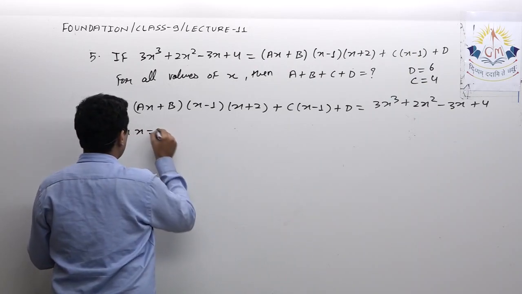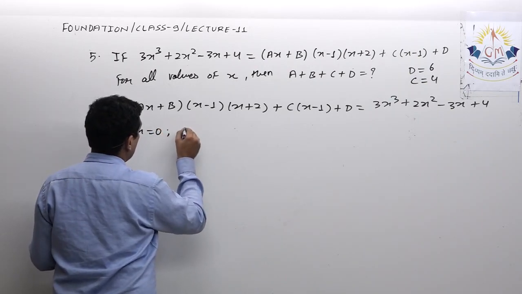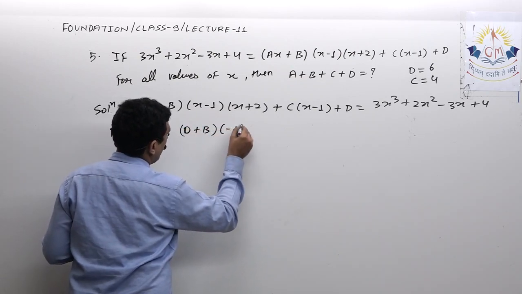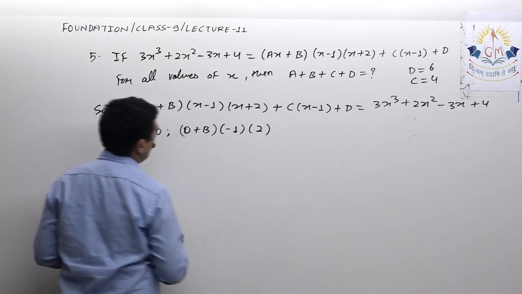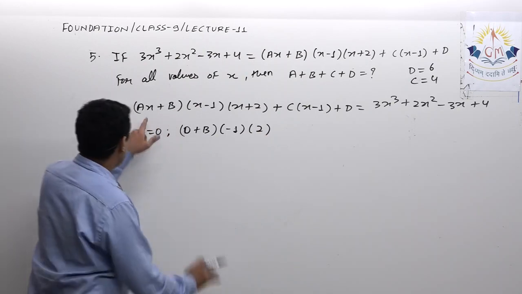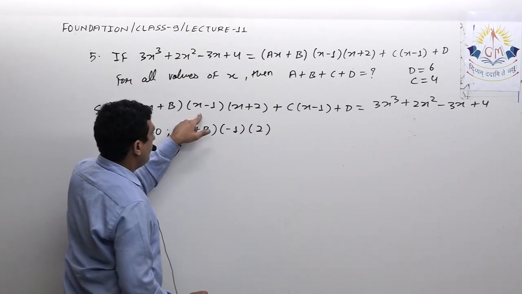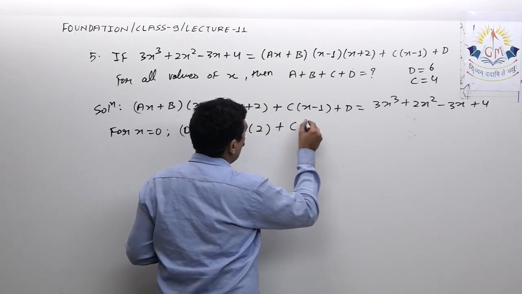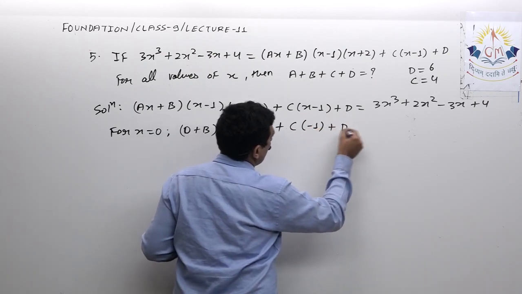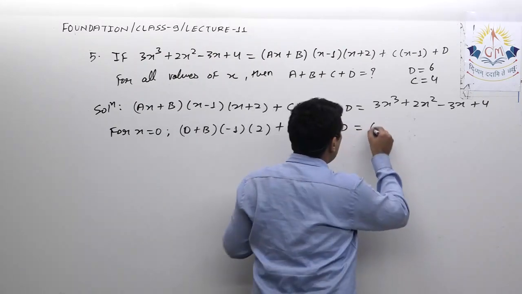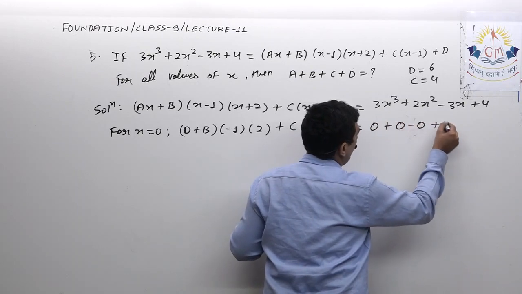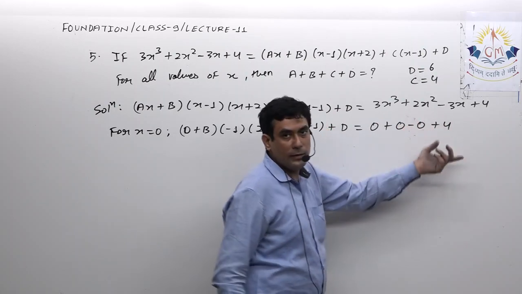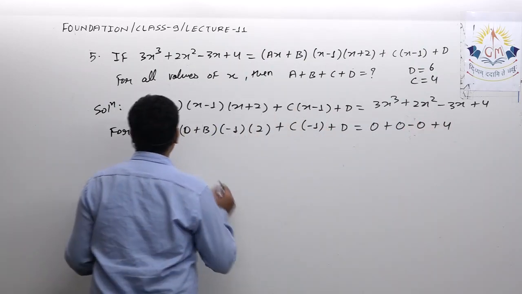For x equal to 0, I will get 0 plus b minus 1 2. If I put x equal to 0, this will become 0, so 0 plus b, over here 0 minus 1 minus 1, 0 plus 2 plus 2, then c into minus 1 plus d is equal to 0 plus 0 minus 0 plus 4, because I am putting x equal to 0, so wherever x is there in the multiplication it will be 0 only.